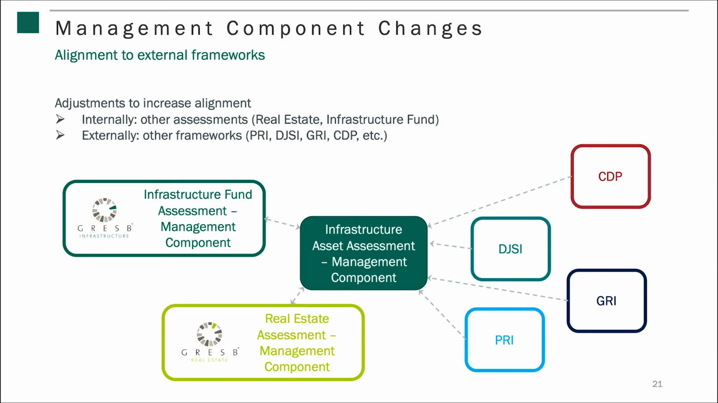We have undertaken extensive work to review alignment with external and internal frameworks. Based on this work, we have made adjustments so that the management component for infrastructure asset is aligned with the infrastructure fund and real estate management components, helping participants that are working on multiple submissions to stay organized and to facilitate referencing. External alignment has focused on using similar nomenclature and concepts to aid participants reporting to multiple sustainability frameworks. References to these external frameworks are provided for each of the indicators.